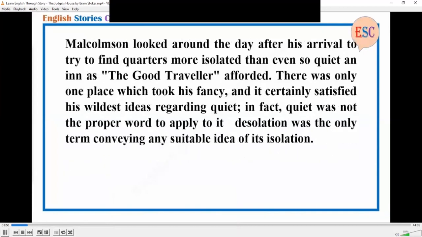Malcolmson looked around the day after his arrival to try to find quarters more isolated than even so quiet an inn as the Good Traveller afforded. There was only one place which took his fancy, and it certainly satisfied his wildest ideas regarding quiet. In fact, quiet was not the proper word to apply to it. Desolation was the only term conveying any suitable idea of its isolation.